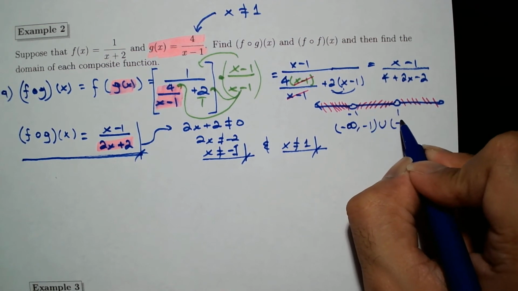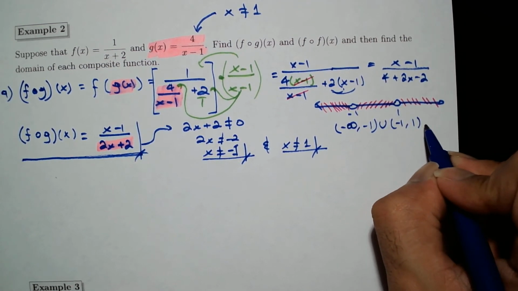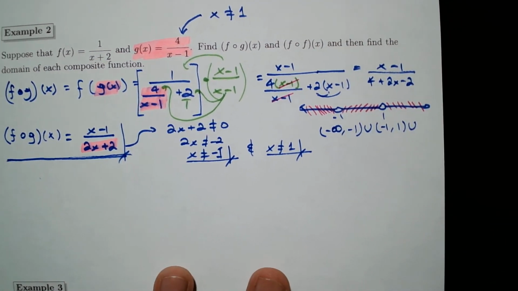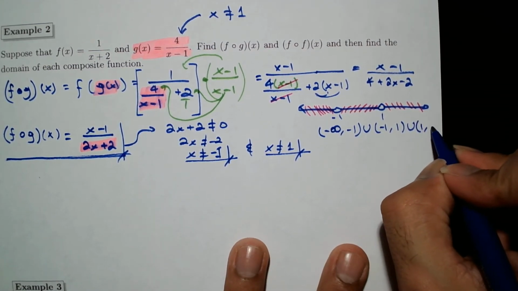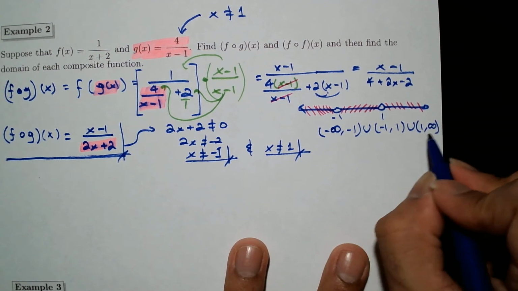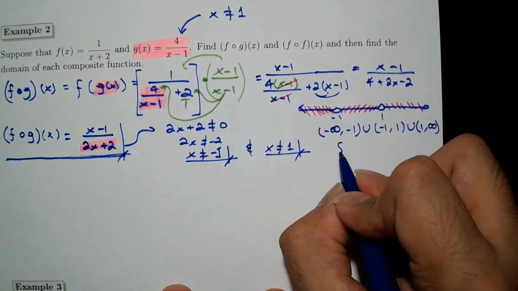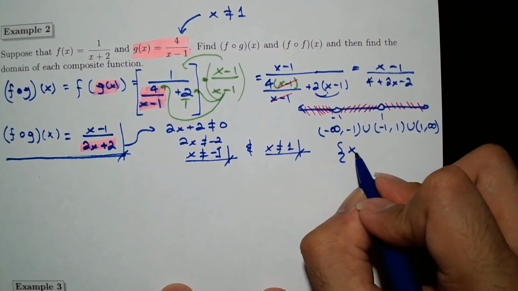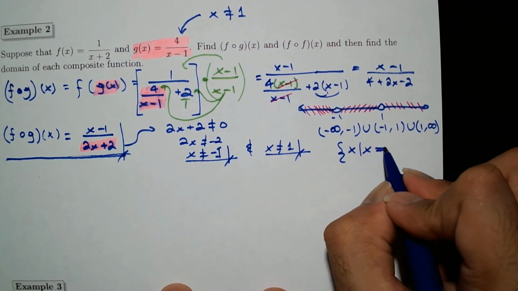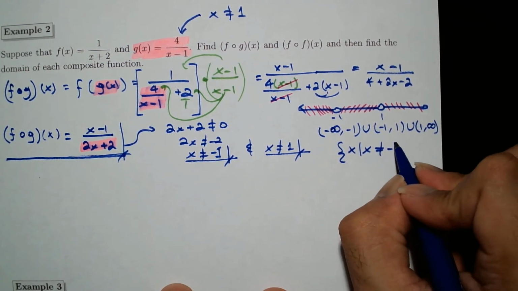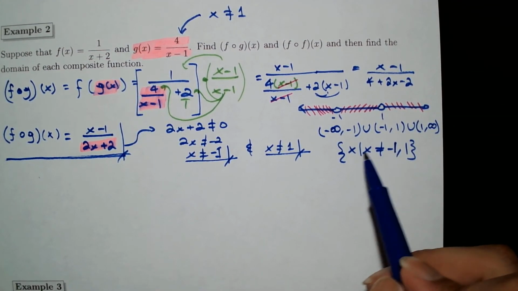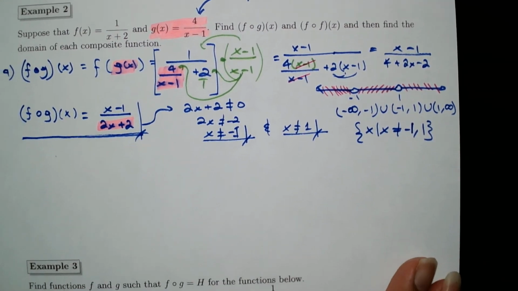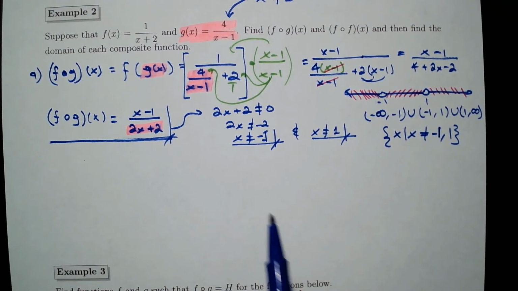However, most likely MyMathLab is going to ask you for maybe the two notations, but the one that asks the most is set notation, in which we say x such that x cannot be negative 1, separated by comma, 1, and then use this curly brace to write down our set notation. So that's our first part of the problem.